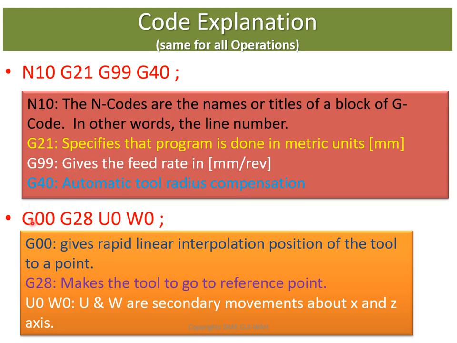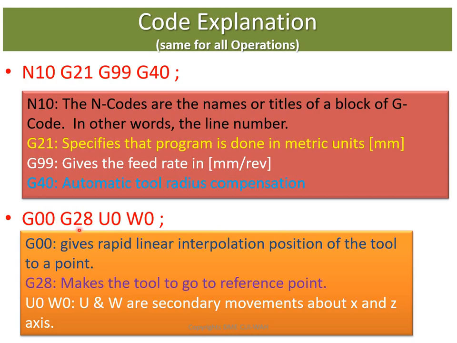Now discussing G00 code. G00 code is used for rapid positioning of tool. For example, if the tool is away from the workpiece, by using the G00 code, the tool will rapidly position towards the workpiece. This is the purpose of G00 code.